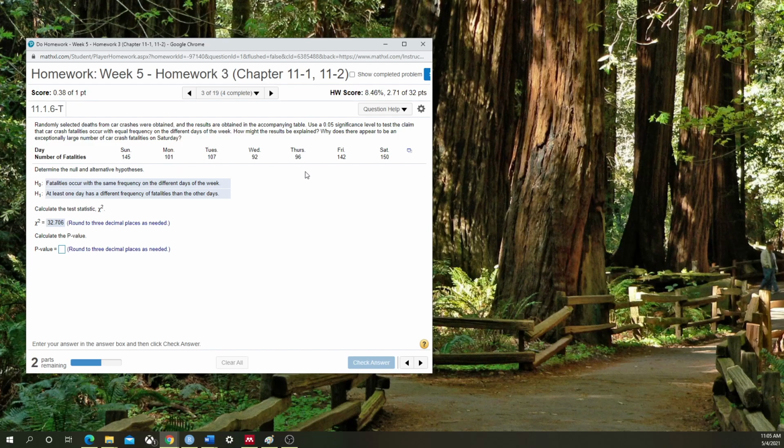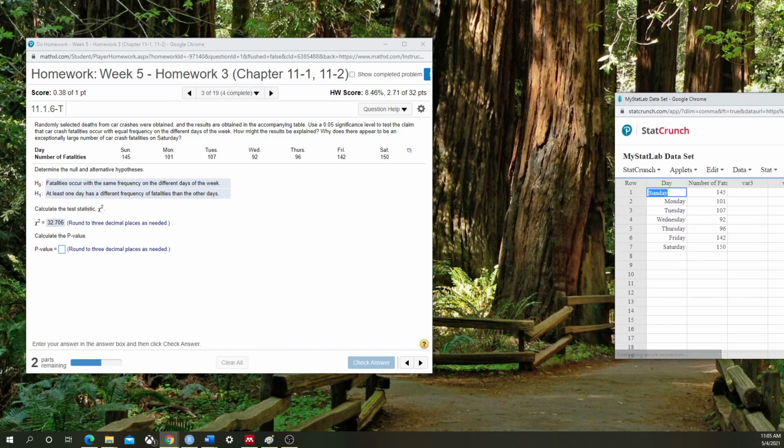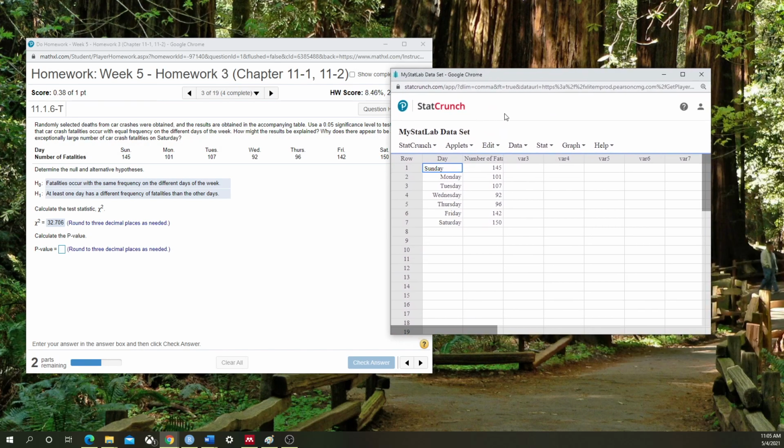And so when you look at the data right here, you can see that on Saturday and Sunday and Friday, there seems to be a higher frequency of car crash fatalities than Monday through Thursday. And in order to confirm that statistically, or to have some certainty that that is the case, we perform a chi-square test. The way that we do that in StatCrunch is we'll go ahead and load the data into StatCrunch. And here you can see it's now looking at day and number of fatalities in the columns.